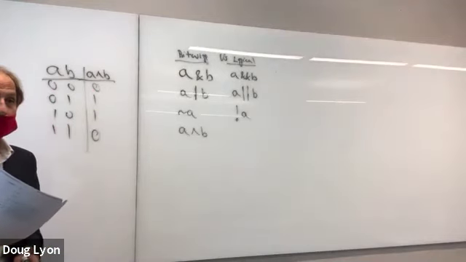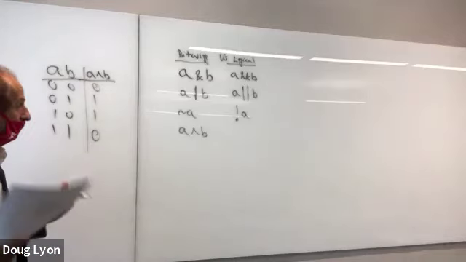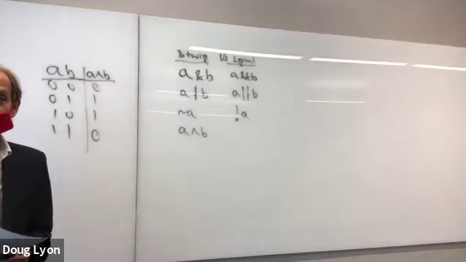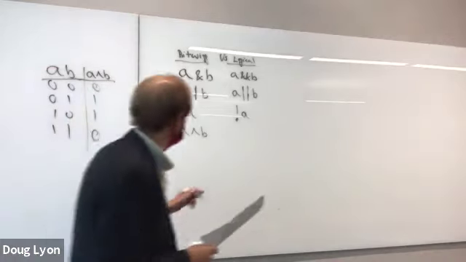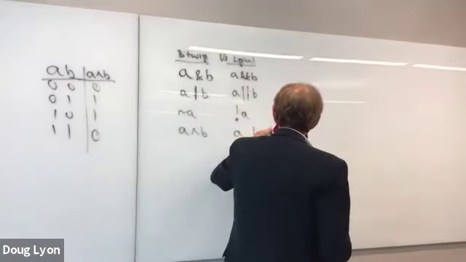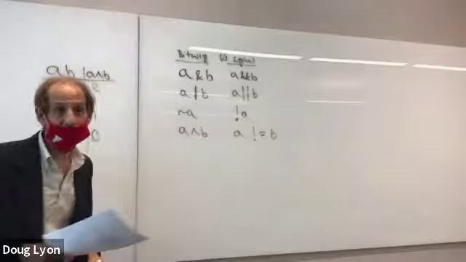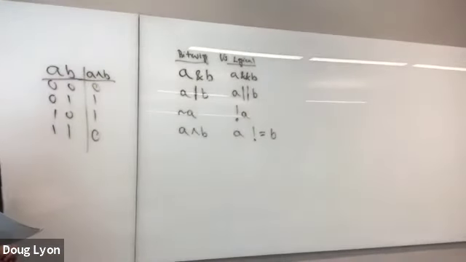How do you do that in the Boolean algebra implemented in the Arduino? Not equal. Exclamation equal. So A is not equal to B. That's what A exclusive OR B ends up doing when you look at the truth table. A is not equal to B.